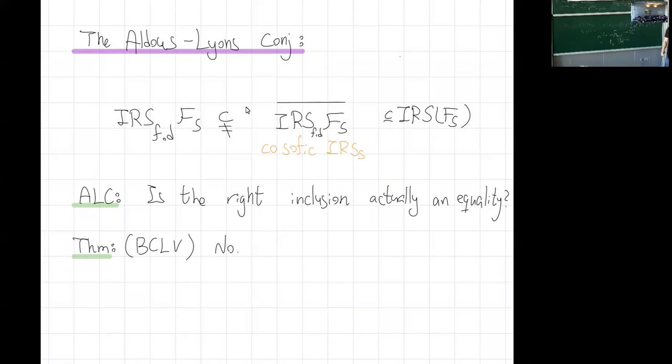So usually the Aldous-Lyons conjecture is formulated completely differently. It asks, I'll write it on the board, whether every unimodular random rooted graph is the Benjamini-Schramm limit of finite ones. So that's the original Aldous-Lyons conjecture.